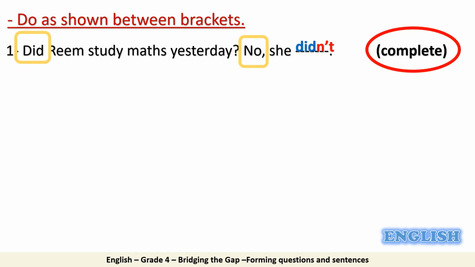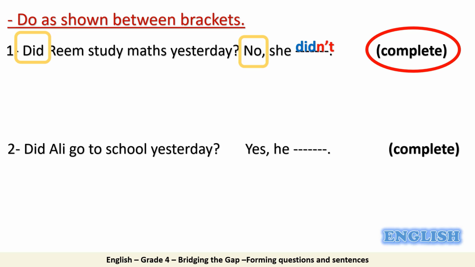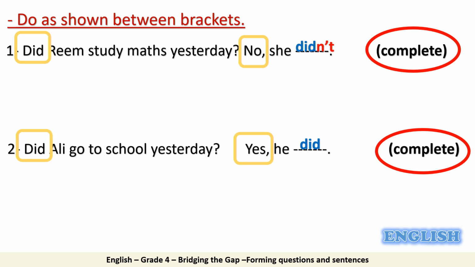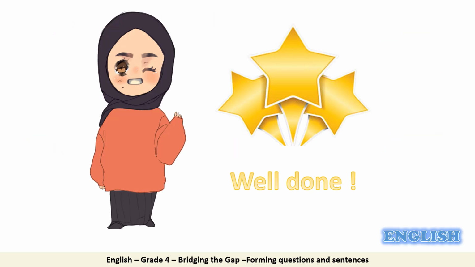Good job. Now let's do number 2 together. Did Ali go to school yesterday? Yes, he. And the order we have here is to complete. Now, the question starts with did, and the answer starts with yes. So the correct answer will be yes, he did. Well done, everyone. I know you could do it.